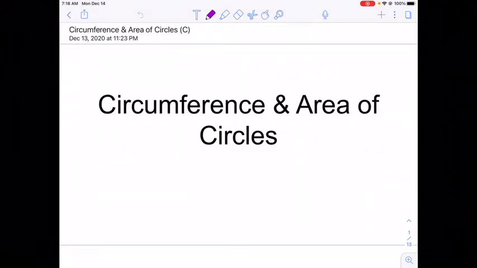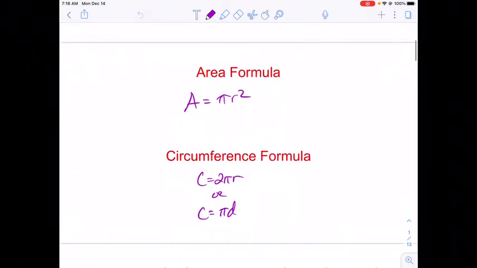All right, guys, let's take a look at circumference and area of circles. Now, we've dealt with a little bit of this before, so some of this should seem to be kind of a review. We got two formulas here. The area of a circle is going to be pi times the radius squared, where r is our radius. Circumference, we have actually two formulas for this.